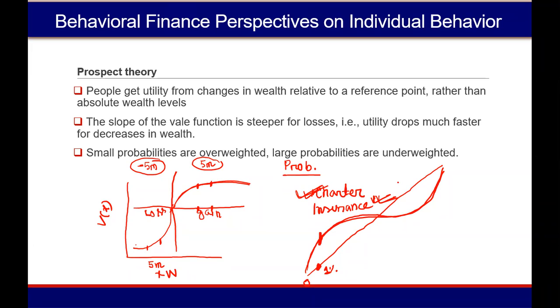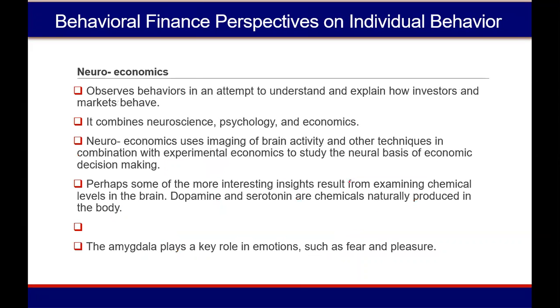So why do people buy charter insurance? Because people's feeling of the probability is higher than the objective probability, or the actual probability. You can think of another example here. For time constant, I'm not giving an example here.